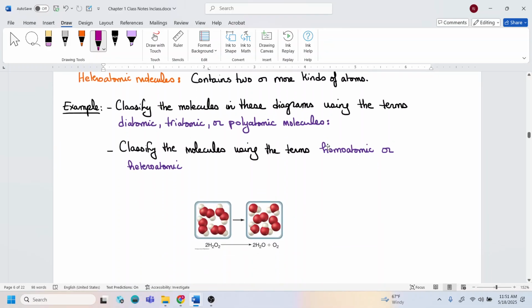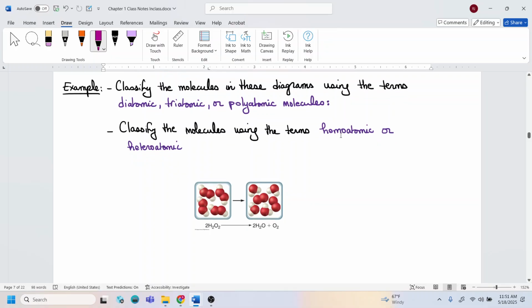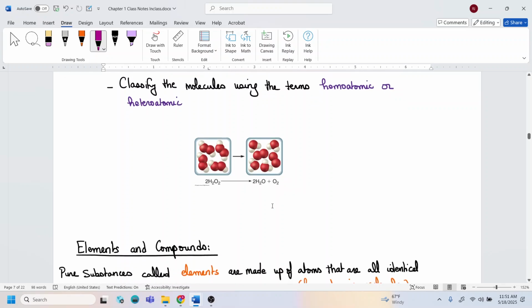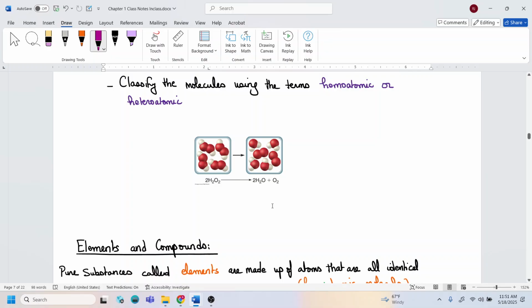Classify the molecules in each diagram using the terms diatomic, triatomic, or polyatomic. And then we need to classify them also based on the terms homoatomic and heteroatomic. We have this chemical reaction where we are starting with H2O2. H2O2 is hydrogen peroxide, and as you can see, it's changing into two different substances. This reaction we call decomposition, where the hydrogen peroxide is decomposing into water and oxygen.